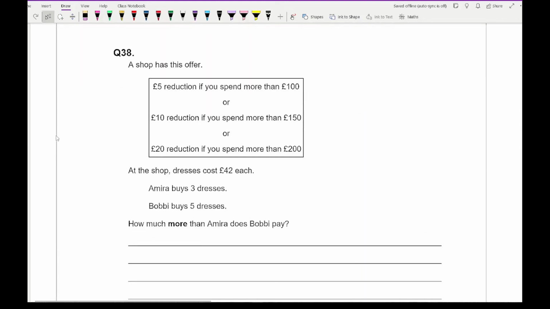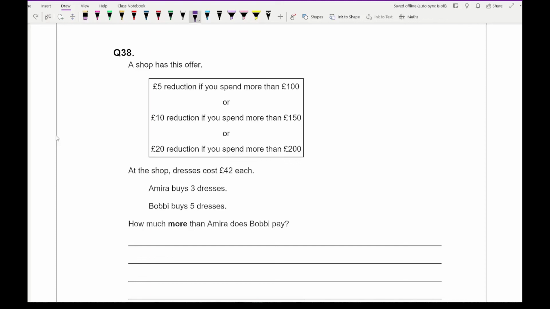Moving on to question 38, it says that a shop has this offer: £5 reduction if you spend more than £100, £10 reduction if you spend more than £150, and £20 reduction if you spend more than £200. At a shop, the dresses cost £42 each. Amira buys 3 dresses, Bobby buys 5 dresses. How much more than Amira does Bobby pay?